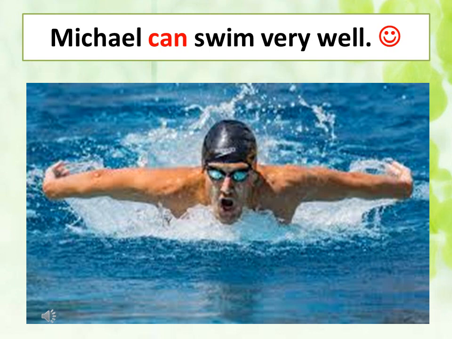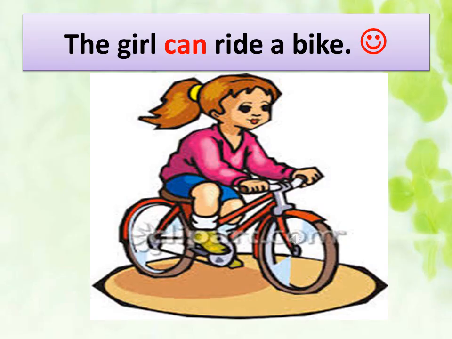Next one. Michael can swim very well. He is able to swim. The girl can ride a bike. She is able to ride a bike.